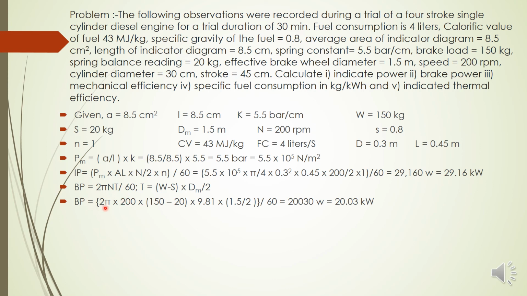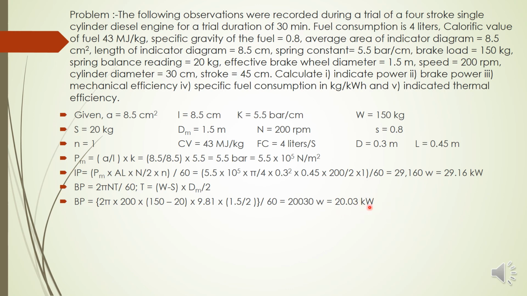So that means brake power is 2 pi into N, which is 200. Torque is this 150 minus 20 into 9.81 into Dm by 2, 1.5 by 2, divided by 60. So by solving this, we will get 20,030 watt. So that means this is 20.03 kilowatt. So the unit you should be very careful. Once the unit is wrong, you might end up with wrong values. So that is why we are doing all this in SI units. Then we will get watt and we can divide by 1000 to convert to kilowatt.